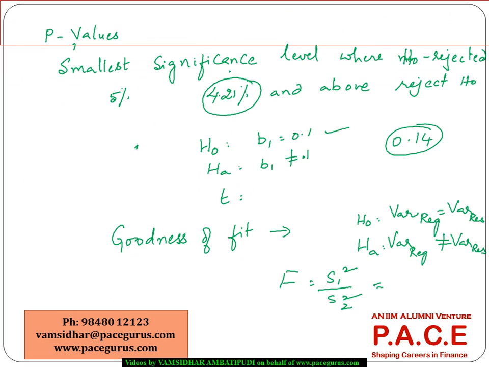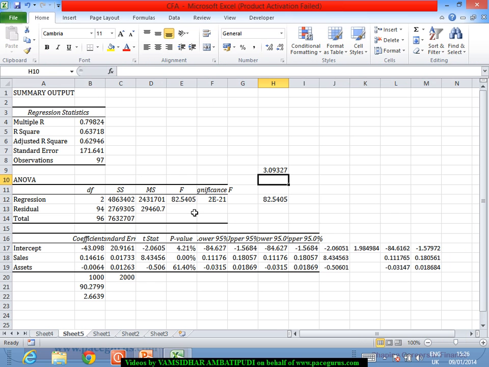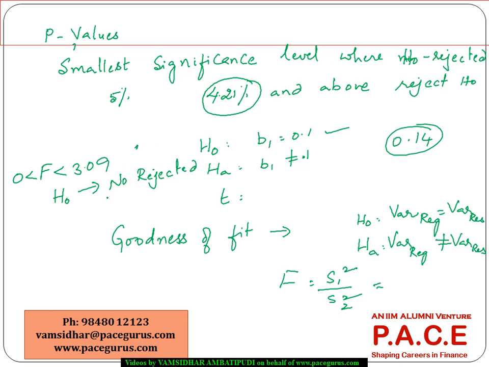So as long as our calculated value of F lies between 0 and 3.09, the null hypothesis is accepted, meaning it cannot be rejected. Whereas in our case, the calculated value is 82, which is way beyond 3.09. So I will reject the null hypothesis and go with the alternate hypothesis. So in this case, my alternate hypothesis is coming out as: there is a clear-cut difference between the variance of the regression as well as the residual.